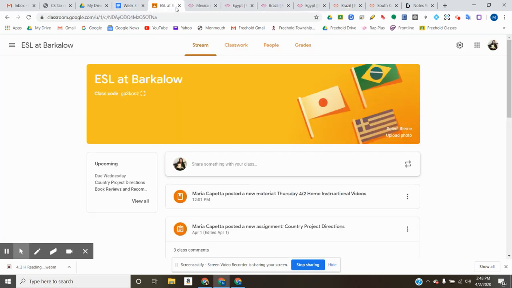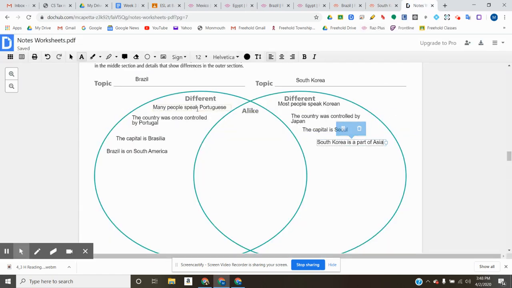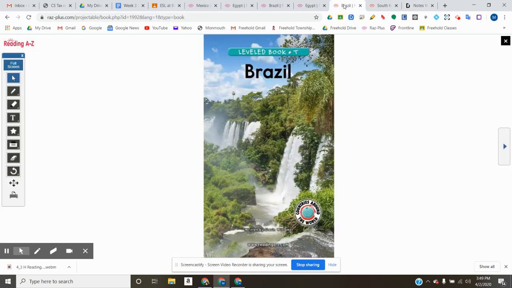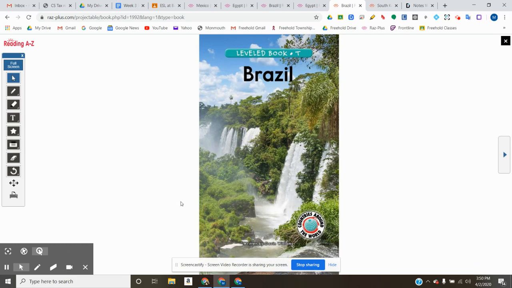So we're comparing and contrasting Brazil and South Korea. I've kind of already started doing this. I just wrote down some things that I remember: that most people speak Portuguese, the country was once controlled by Portugal, the capital city is Brasilia, and Brazil is in South America. Many different people speak Korean, the country was controlled by Japan, and the capital is Seoul. So South Korea is a part of Asia. We're just going to quickly go through this.